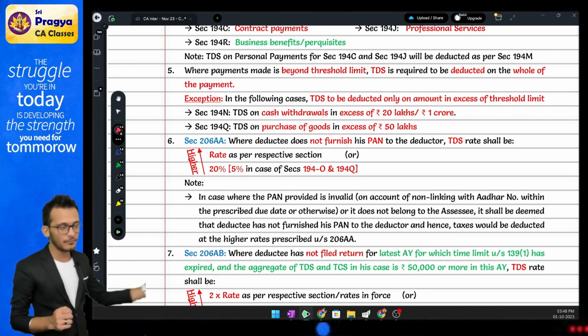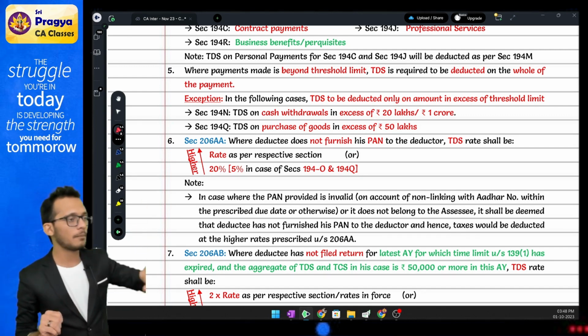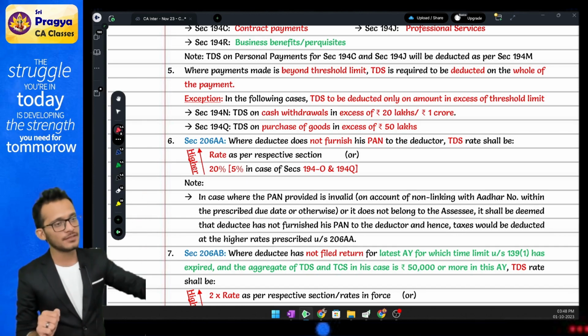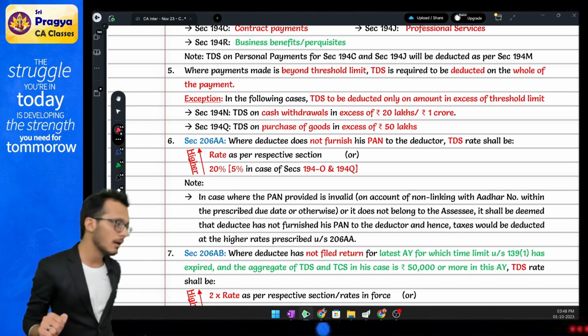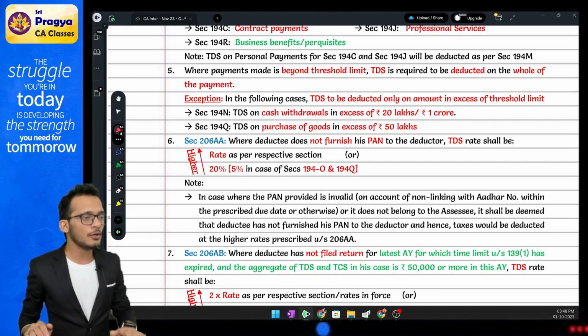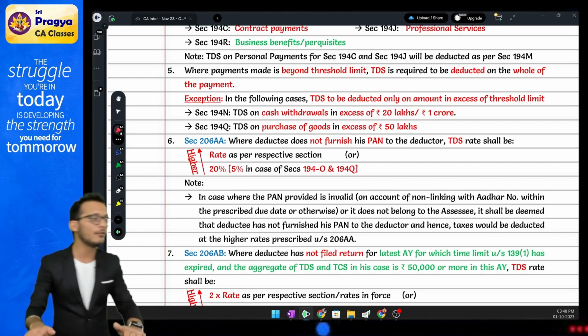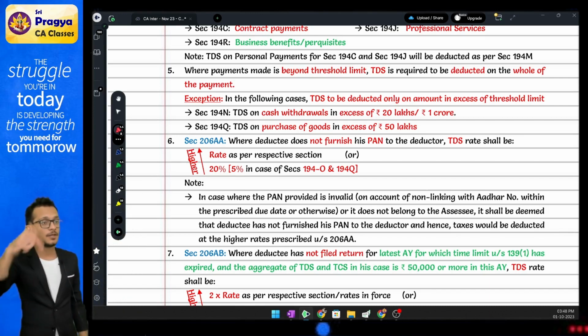This 20% has become 5% in case you are an e-commerce operator, which is 194O, or if you are into purchase of goods, which is 194Q. Rahul, this is also not happening. Now a new provision has come, which says that if you have to file a return, the person has to file a return.